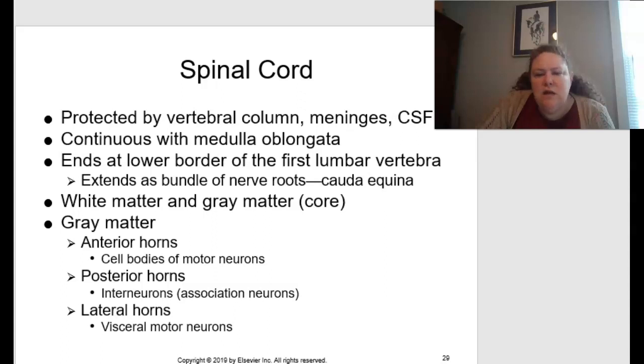It consists of white matter and gray matter, and that gray matter is going to be in the core.